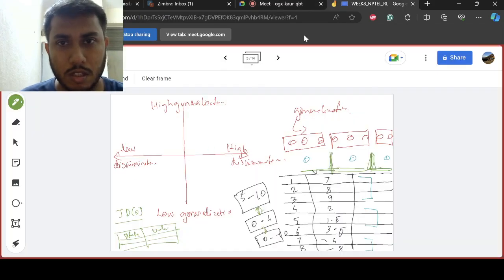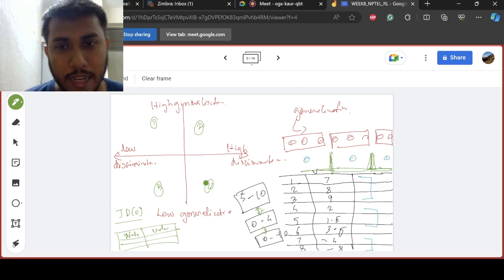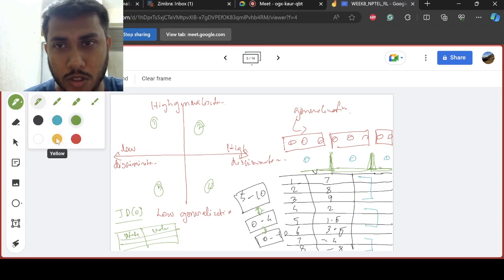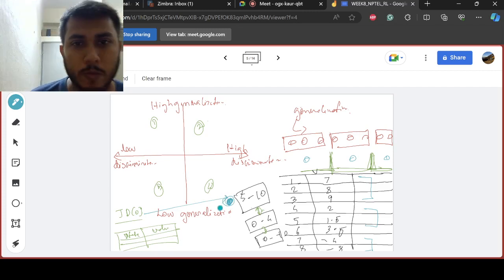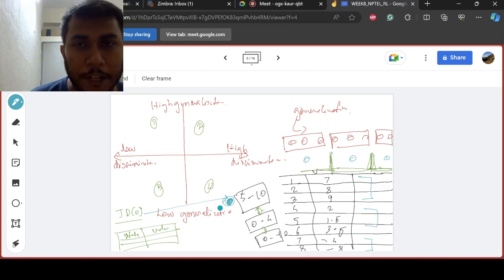Suppose this is quadrant 1, 2, 3, and 4. Which quadrant should we place a TD0 tabular approach, or let's say any tabular approach? Typically you will place a TD0 tabular approach, or any tabular approach, in this part. This is because in a tabular approach, your discrimination is high. Every state is a separate entry, and the generalization is least.